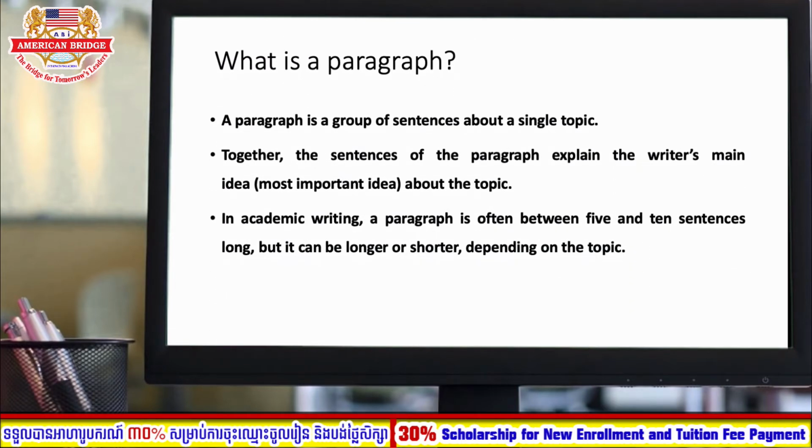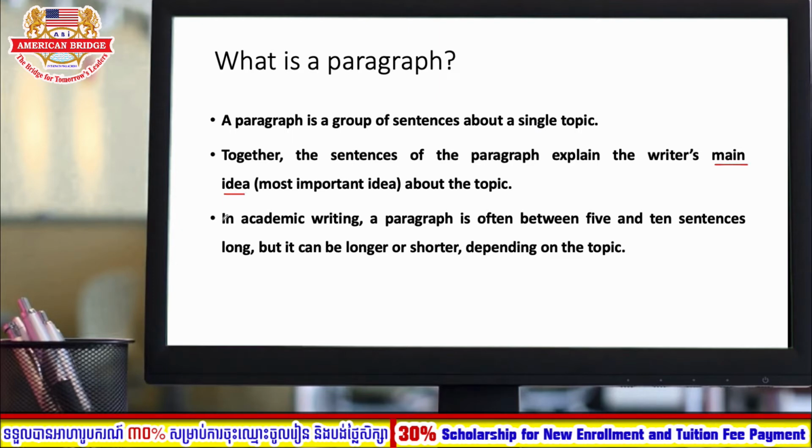So the question is, what is a paragraph? If you are asked this question, what is your response? Can you give the definition of a paragraph? Right. If you look at these 3 dots that contain 3 main pieces of information here, it is the definition of the word paragraph. So a paragraph is a group of sentences about a single topic. And together, the sentences of the paragraph explain the writer's main idea. So the main idea is the most important idea about the topic.